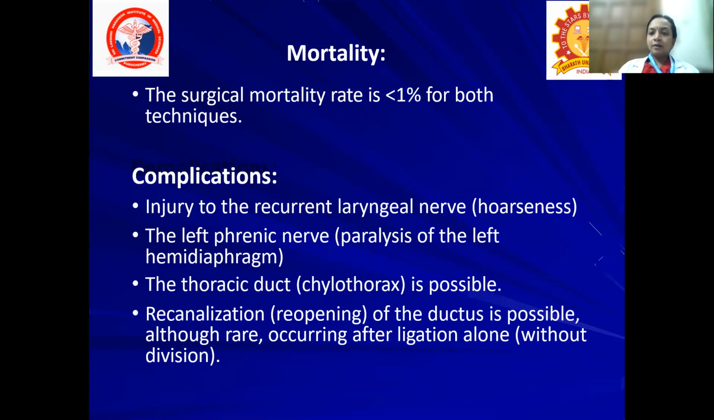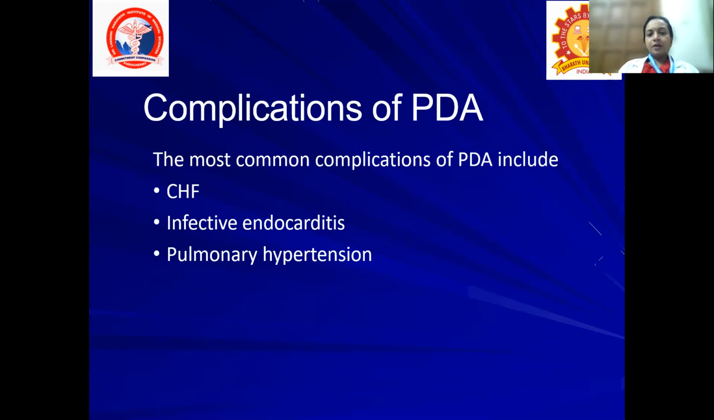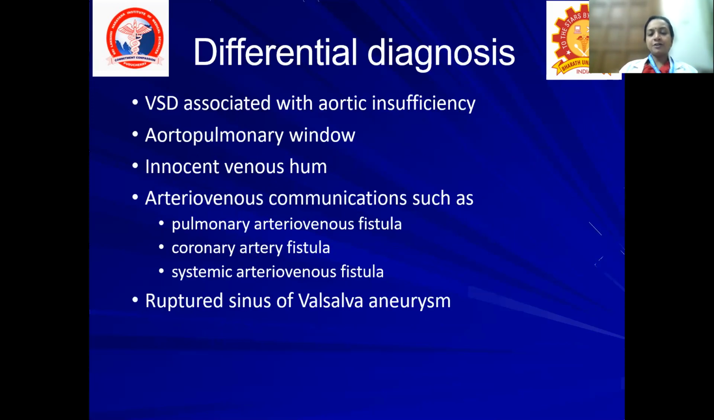Complications could be injury to the recurrent laryngeal nerve, the left phrenic nerve, or the thoracic duct, or there could be recanalization of the ductus, though it is a rare possibility. Complications of patent ductus arteriosus: the most common complications are congestive cardiac failure, infective endocarditis, and pulmonary arterial hypertension.